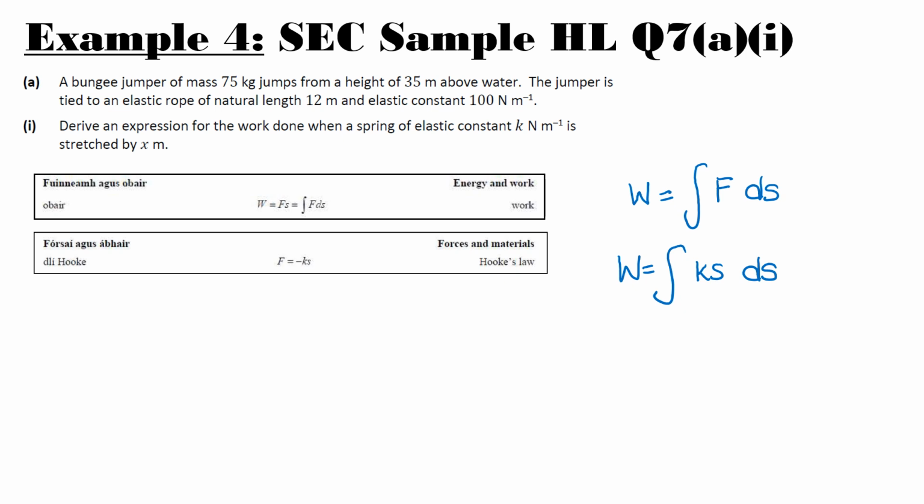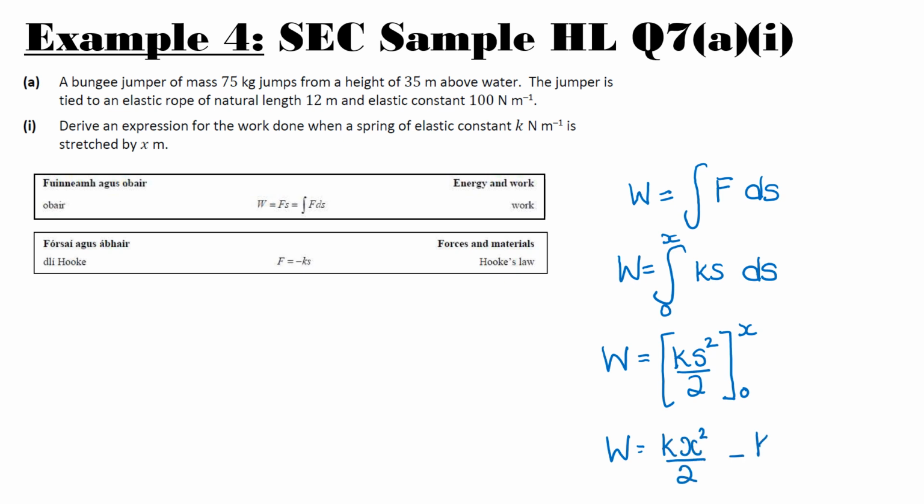We're moving it from a displacement of 0 to x, so I'm going to use limits of integration here. That allows us to get Ks, add 1 to our power, divide by our power, and evaluate that between 0 and x, which gives us kx squared over 2 minus k times 0 squared over 2. That gives us work is equal to kx squared over 2, and work is measured in joules.